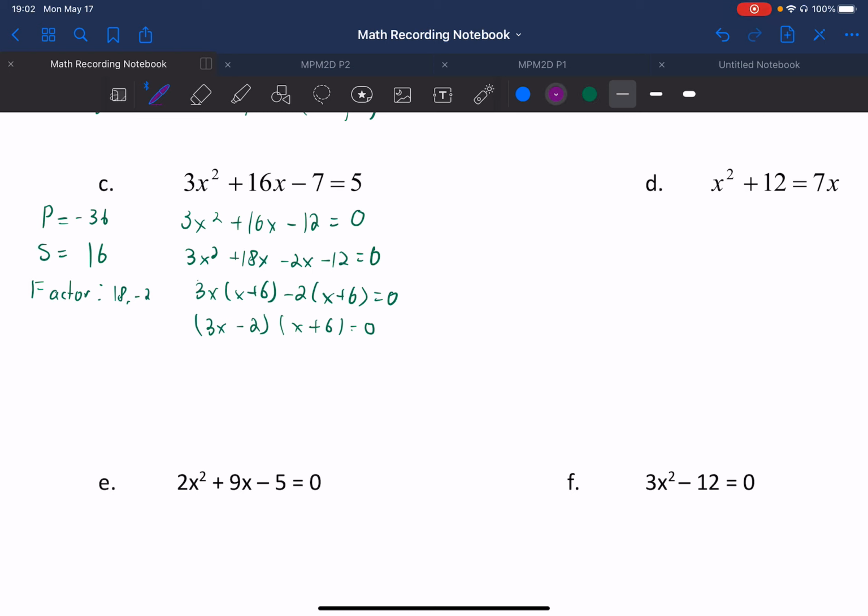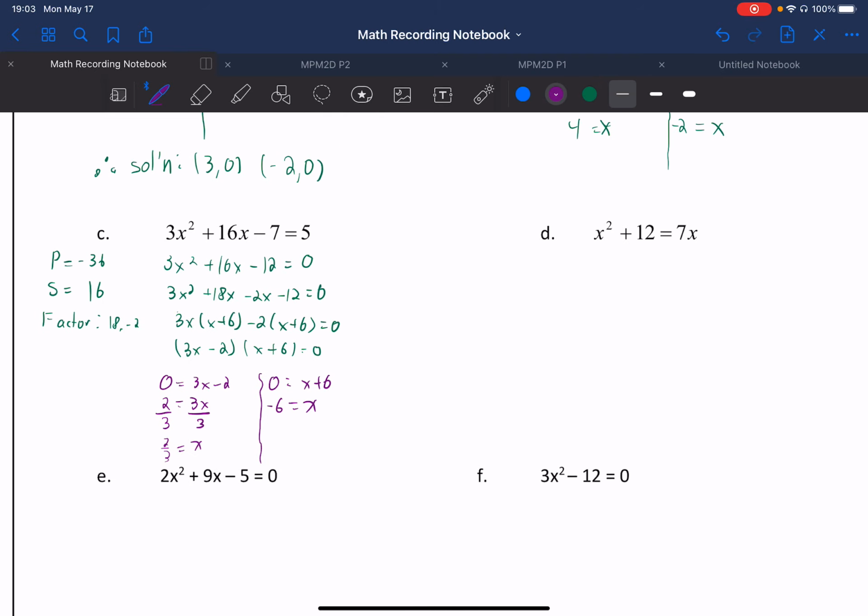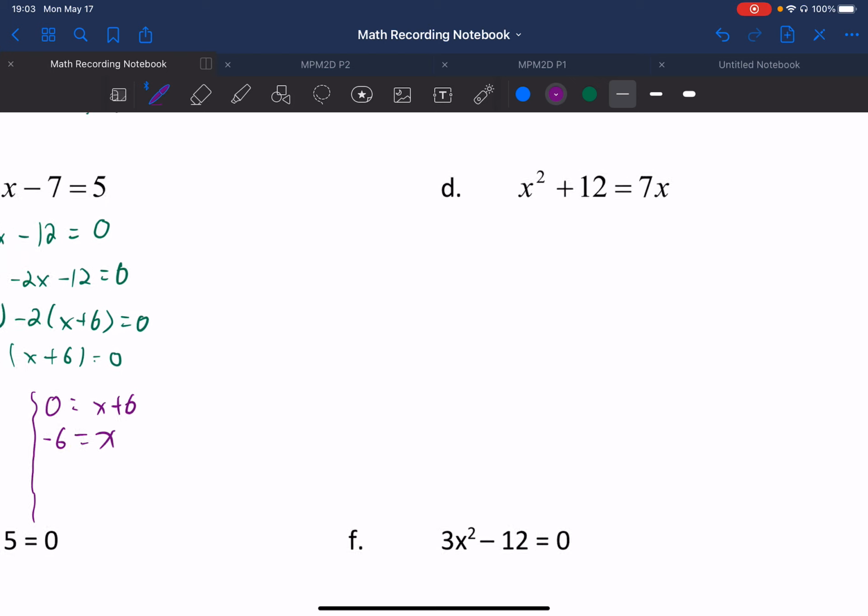Just going to switch colors to make it a little bit more obvious this time. So we get 0 equals 3x minus 2. We're going to take the 2, bring it to the other side. So we get 2 equals 3x. Now we're going to divide both sides by 3. And 2 over 3 equals x. That's our first one. Next one we want to find is our other bracket. We have 0 equals x plus 6. x equals negative 6. Okay. Those are our two solutions. So let's go over and look at this next one.